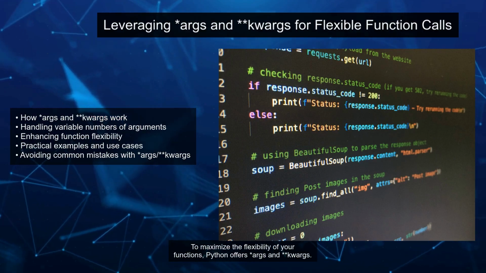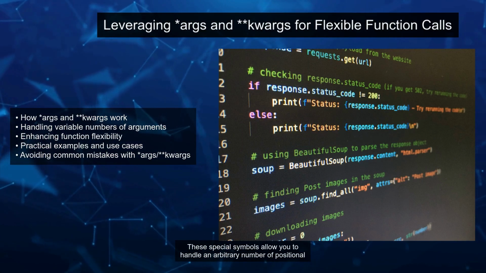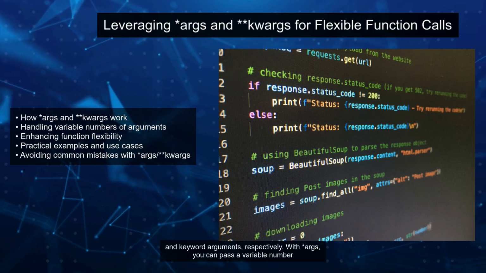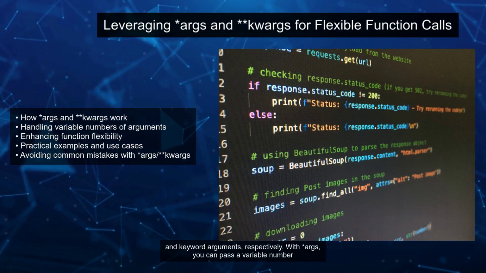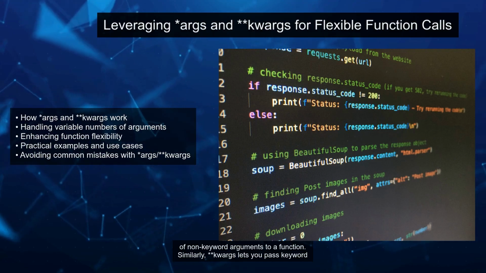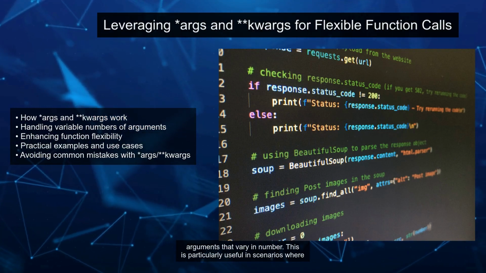To maximize the flexibility of your functions, Python offers *args and **kwargs. These special symbols allow you to handle an arbitrary number of positional and keyword arguments, respectively. With *args, you can pass a variable number of non-keyword arguments to a function. Similarly, **kwargs lets you pass keyword arguments that vary in number. This is particularly useful in scenarios where function inputs are not fixed.